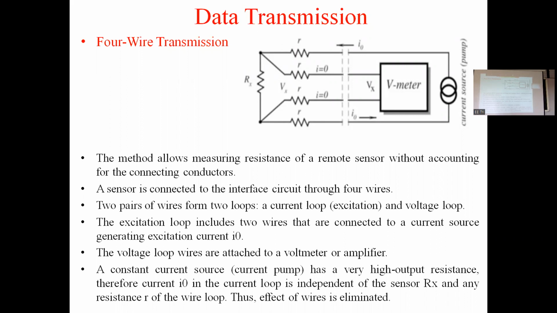Okay, so the constant current source, that means this current generator, will produce a constant current. This constant current generator has a very high output resistance, and therefore current I0 in the current loop is independent of the sensor Rx. Where is Rx? This is the sensor Rx. This is one of the resistor sensors Rx, and this outer loop or current generating source has a high internal resistance.